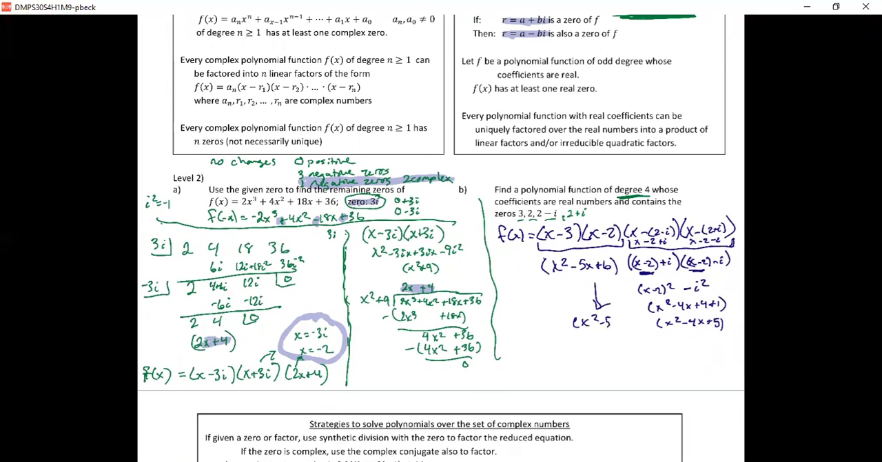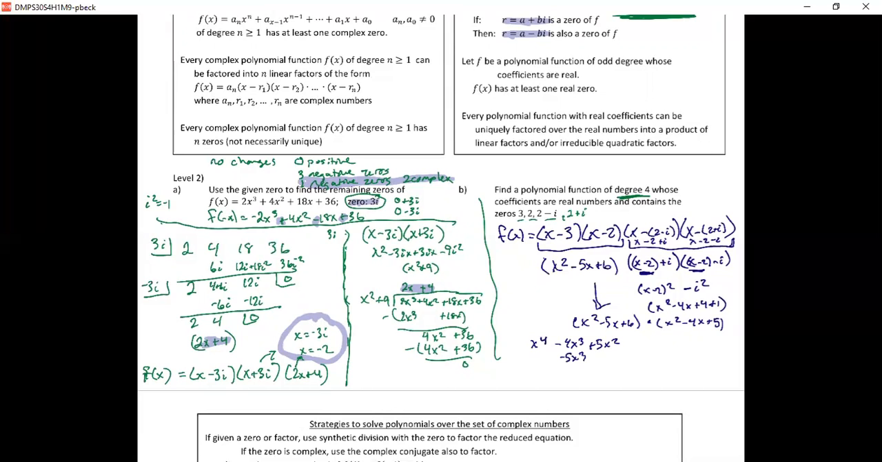And now we're kind of stuck, there's not really a simpler approach to multiplying these two together. We're just going to have to distribute the x squared. So x squared times x squared is x to the fourth. x squared times negative 4x is negative 4x cubed, plus 5x squared. Now I do like to line my terms up, so that's minus 5x cubed.